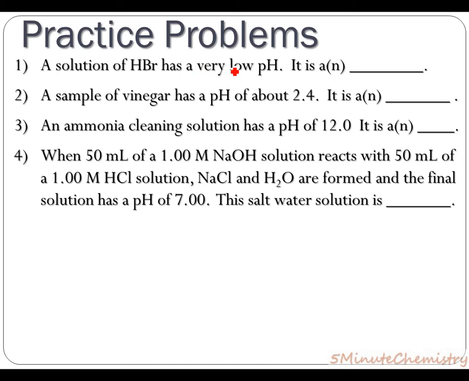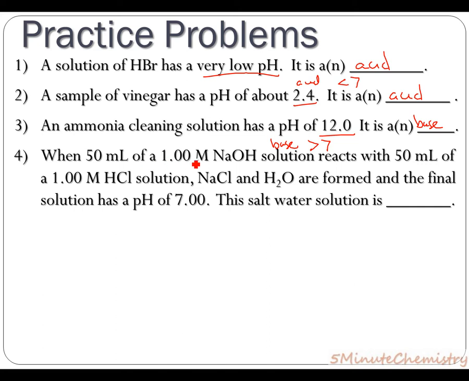Solution of HBr has a very low pH. It is an acid. Acids have low pH. A sample of vinegar has a pH of about 2.4. Remember, if it is less than 7, it means acid. So it is an acid. An ammonia cleaning solution has a pH of 12.0. So recall, if it's greater than 7, it must be a base. So this is a base.